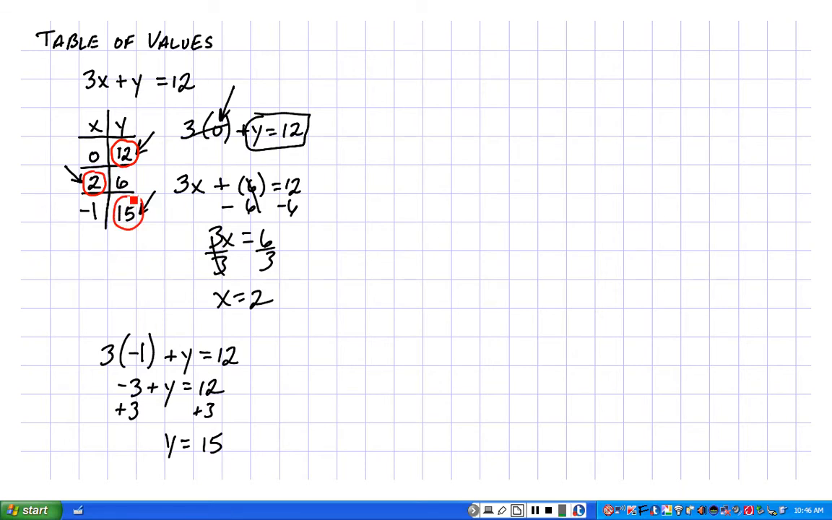Alright, now we initially said that table of values is what we're going to say is our first graphing method. Alright, so let's talk about table of values as it relates to actually constructing, helping us to construct a graph. Okay, so let's erase some of this.